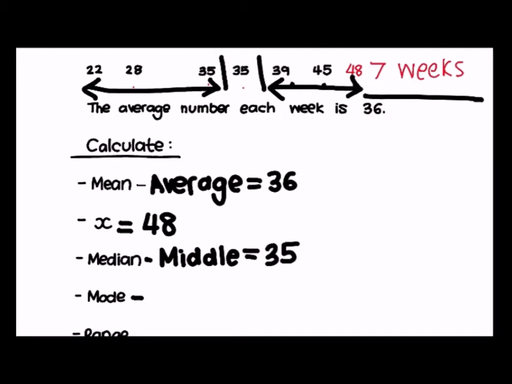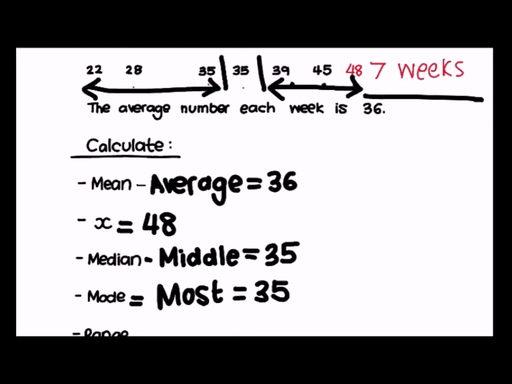And then our mode. The mode is the number that appears the most. Okay, so mode is the same as most. In this case, we've only got one number that repeats, and that's 35 again, because we've got two 35s. So there were 2 weeks in which 35 pupils attended this general fitness. And so our median is also equal to 35.